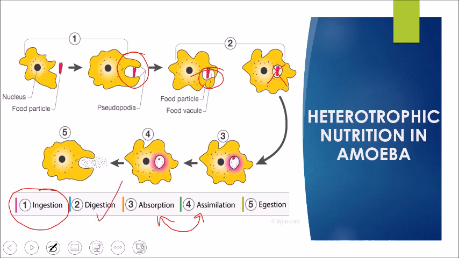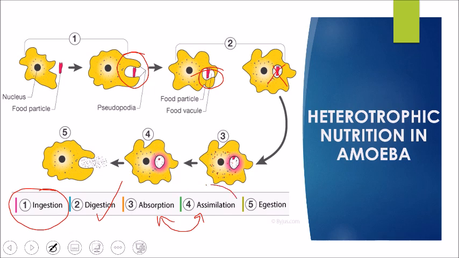The third and the fourth stage, like what I said, we club it as one: absorption and assimilation. Well, it's nothing but absorption of whatever digested particles are there takes place in the cytoplasm. So basically the digested part enters into the cytoplasm, and this is where the absorption takes place.